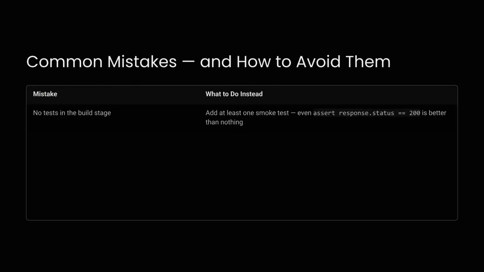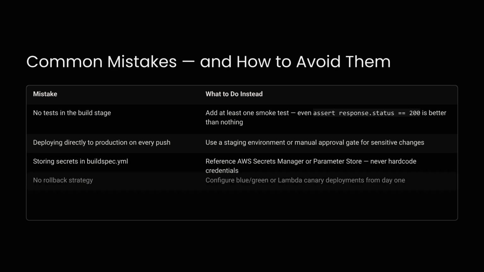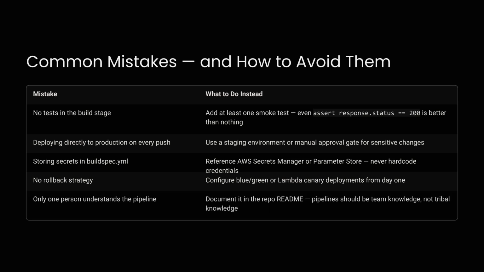Common mistakes include having no tests, which is avoided by adding at least 1 smoke test. Avoid deploying directly to production on every push by using a staging environment or a manual approval gate. Never store secrets in your build spec. Use AWS Secrets Manager. Configure a rollback strategy from day one and document the pipeline so it's not tribal knowledge.